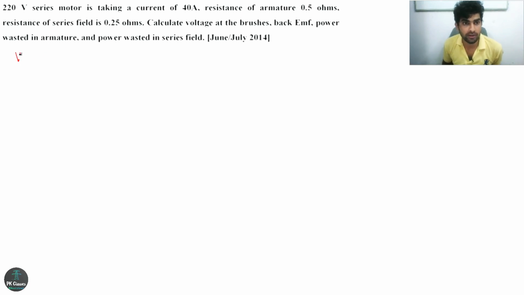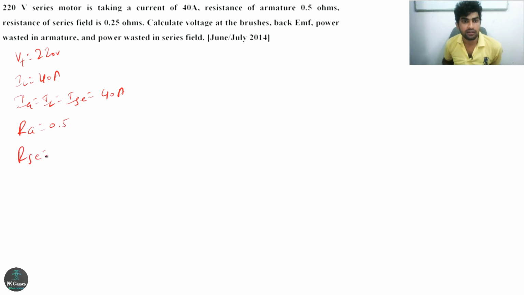So supply voltage for series motor is 220, right? And taking current of IL 40 amps. For series motor, IA is equal to IL is equal to ISC is equal to 40 amps because same current is flowing. The resistance of the armature RA is given 0.5. And resistance in the series field winding RSC is given 0.25. Calculate voltage at the brushes and back EMF, power wasted in the armature.